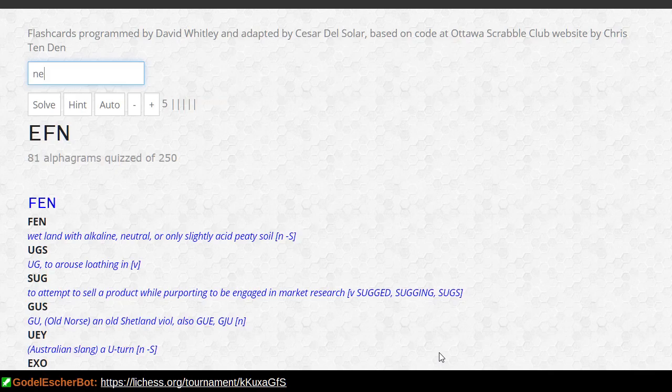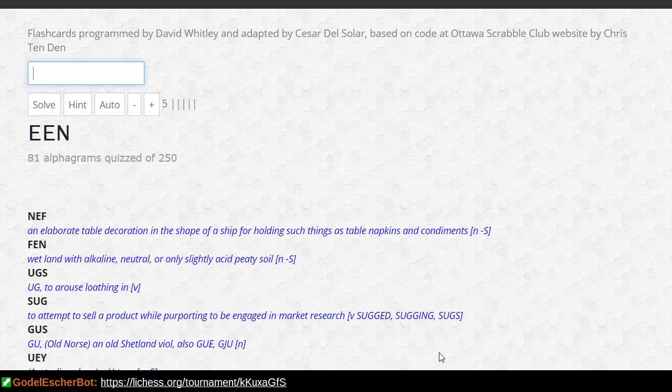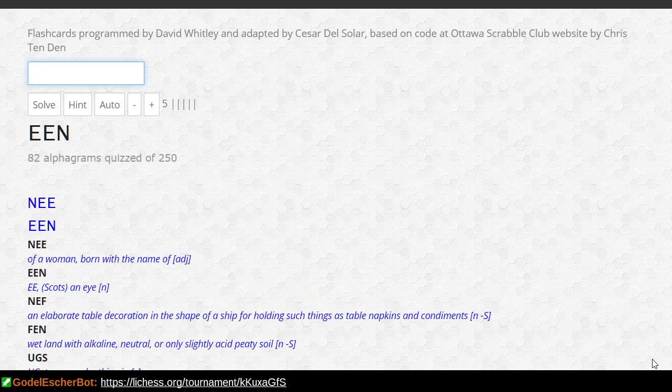Neff? An elaborate table decoration in the shape of a ship. That's cool. This must be Old English, een, right? Or, yeah, of a woman born with an original name. Well, we have E-E-N. Turns out you can spell it any of those three ways. Poetic word for evening. Wait, really? Okay. I don't know that I've ever seen a poem that uses E-N-E to mean evening.